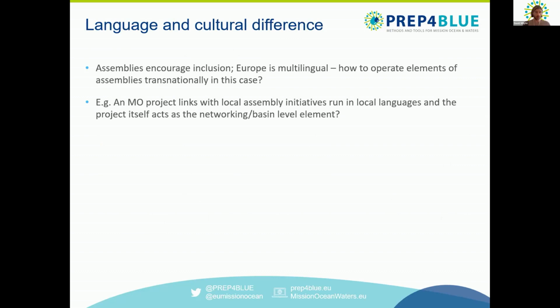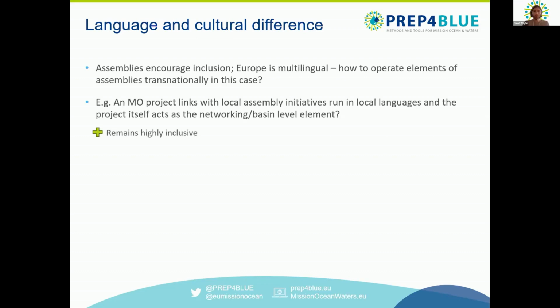Just a note on language, to continue on language and cultural difference. Mission Ocean is obviously a pan-European policy framework, and the question is how to get this networking or multi-state element in when Europe is multilingual, because the idea of assemblies is that they're supposed to be inclusive, and that usually would mean that they're run in the local language. So running a multi-state assembly in English creates a challenge, because not everybody can speak English. How might you deal with some of these things?